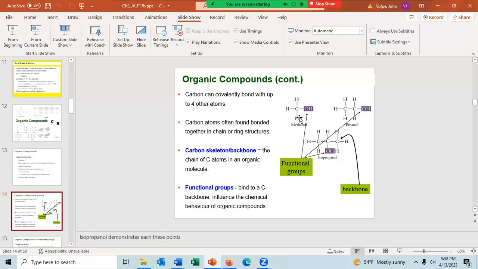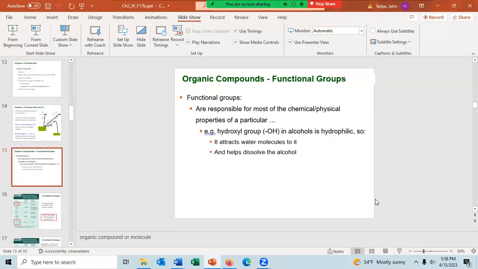Any question about that? So organic compounds tend to have functional groups binding to them, and the functional group tends to give the molecule important properties. Most of the chemical and physical properties of organic compounds come about because of the functional groups. OH, the hydroxyl group in alcohols, is a functional group, and the OH gives the molecule the ability to dissolve in water and be attracted to water.